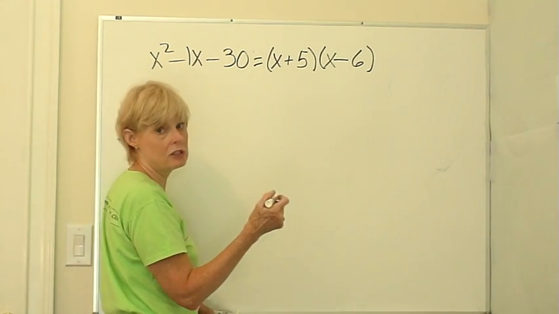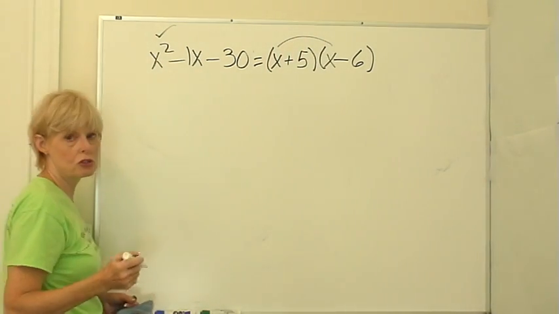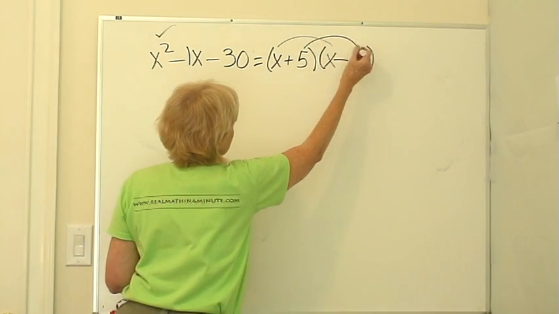So let's check this anyway. Check every time. So x times x is x squared. We were sure of that. Let's do the other end, -30.